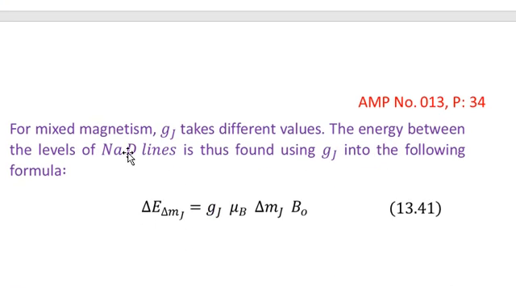So for mixed magnetism, that is when both orbital magnetism and spin magnetism are present, gj takes different values. The energy between the levels of the sodium D lines is thus found using gj into the following formula. So you can find out the energy separation between any two consecutive levels of the sodium D1 line and sodium D2 line, putting the corresponding values of gj and the delta Mj values. For those values, you can find out the energy separation between any two levels of the sodium D1 line and sodium D2 line.